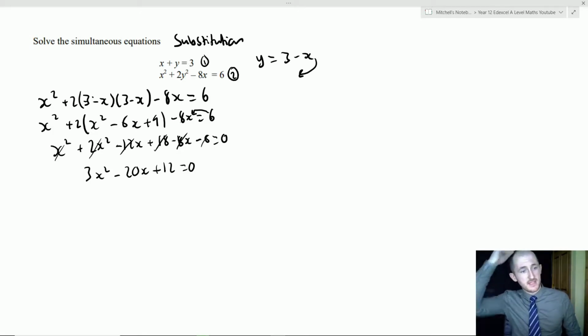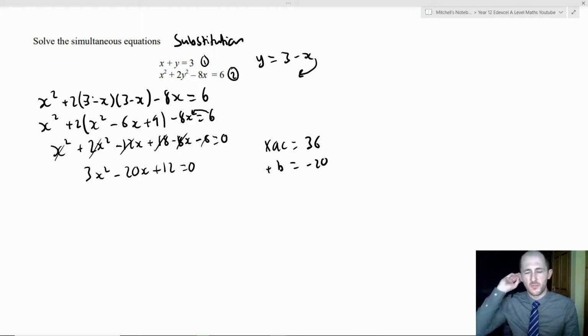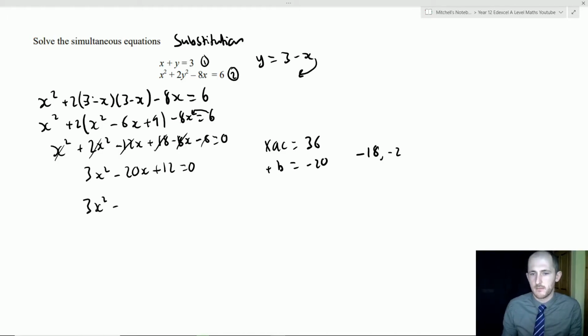And what I need to do now is factorize this to solve it. Depending on what method of factorization you like to use, what I like to do is it needs to times to AC. So that's 3 times 12, which is 36. And add to B, which is minus 20. Again, it depends on what you really want to do with it. It's going to be 2 negative numbers anyway. So minus 18 and minus 2. So we have 3x squared minus 18x minus 2x plus 12 equals 0.